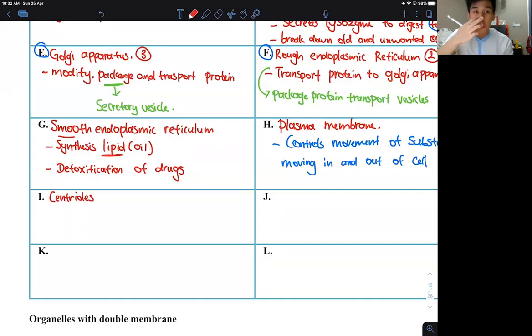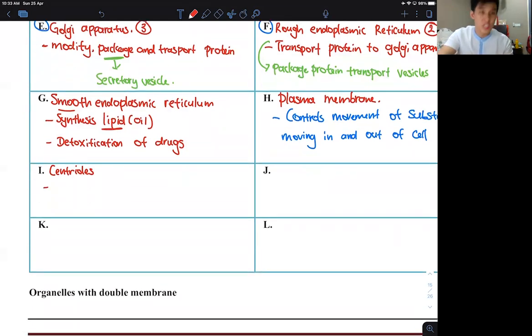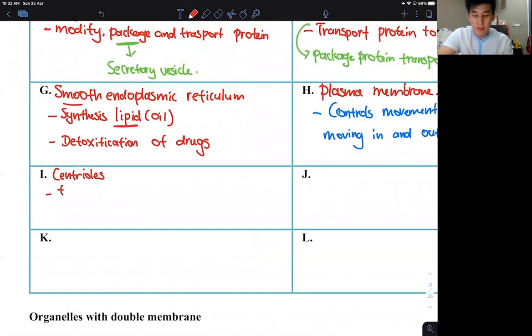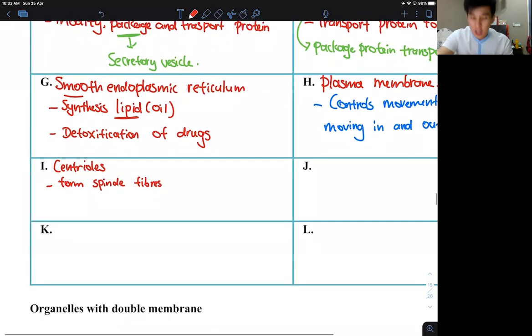In Chapter 6 only, we talk about its real function. In Chapter 2, we just learned what it does. In Chapter 6, what do we learn? What does it form? It forms, in cell division, the spindle fibers. In Chapter 2, it's the same thing, it forms spindle fibers, but we're not so detailed. During Chapter 2, we just say it forms spindle fibers for cell division. How it is involved in cell division is in Chapter 6.